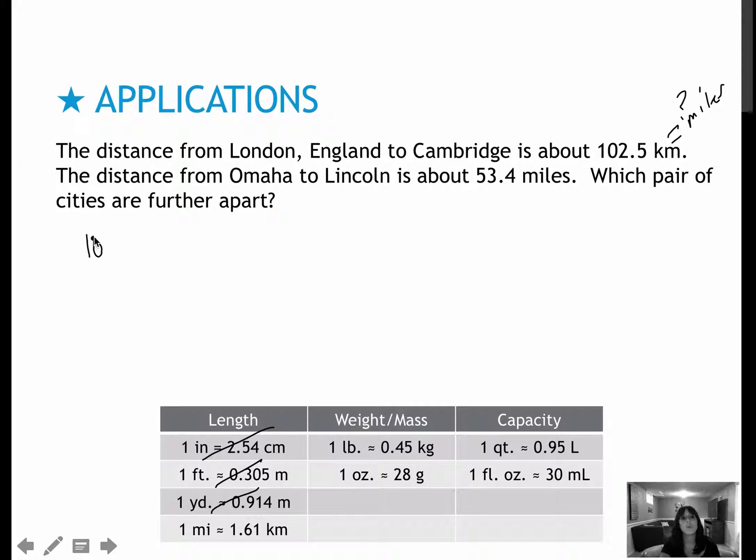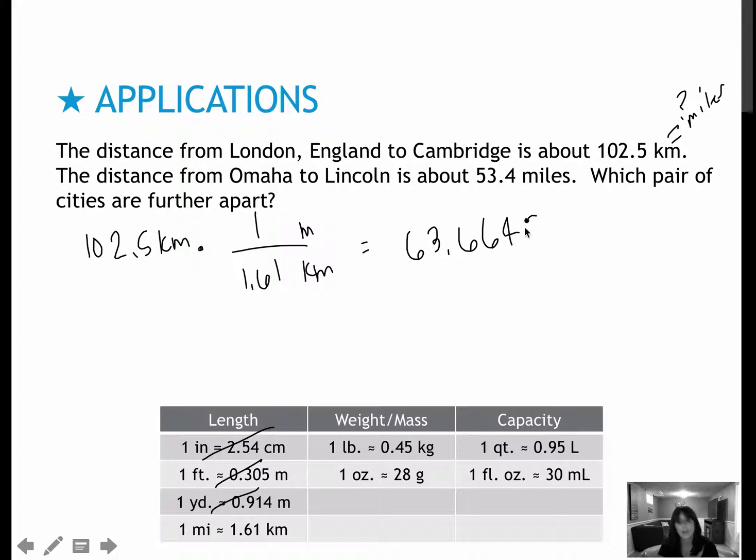So I'm going to use my 102.5 kilometers. I want to turn that into miles. I'm using this conversion factor. Remember that kilometers needs to be as the denominator and miles on the top. So 1 mile is about 1.61 kilometers. When I multiply 102.5 by 1 and divide by 1.61, I end up with 63.66459, etc., etc., etc. And of course, this is going to be in miles.